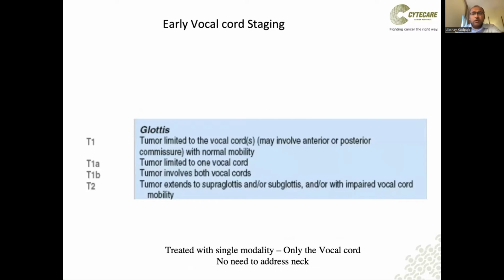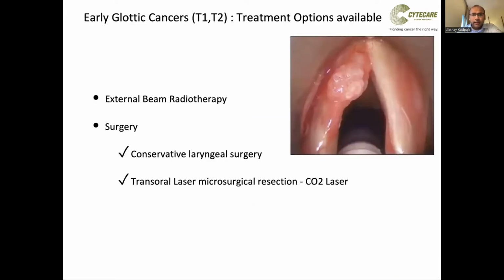The staging of early vocal cord cancers is divided into T1 and T2. T1 is again divided into T1A and T1B. T1A means the lesion is limited to the free edge of the vocal cord without extension to the anterior commissure. T1B is when the lesion extends from the free edge of the vocal cord to the anterior commissure or crosses to the opposite side. T2 is when there is extension to the supraglottis or the subglottis, but still retaining vocal cord mobility.